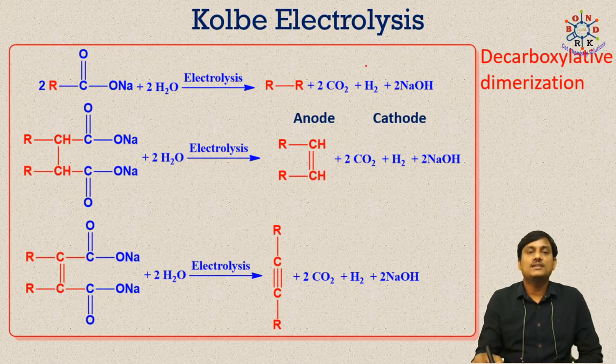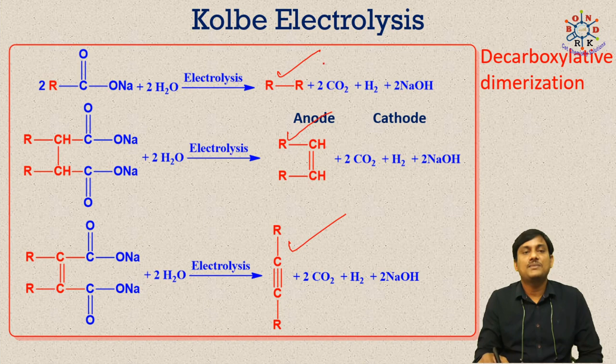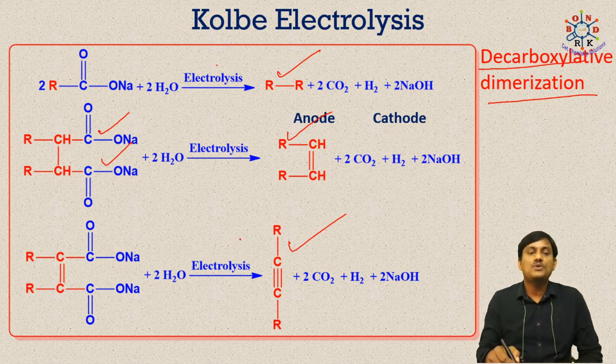Kolbe electrolysis reaction, this one is very important for the preparation of alkanes, alkenes and also alkynes. It's a decarboxylative dimerization reaction. If you take sodium or potassium salts of monocarboxylate, upon electrolysis at anode there is a formation of alkane and carbon dioxide, at cathode there is a formation of hydrogen and sodium hydroxide. If you take saturated dicarboxylate, upon electrolysis there is a formation of alkene at anode. If you take unsaturated dicarboxylate, upon electrolysis there is a formation of alkynes at anode.